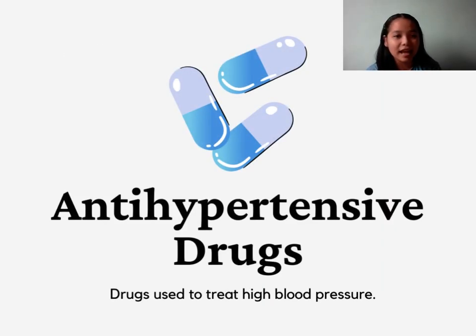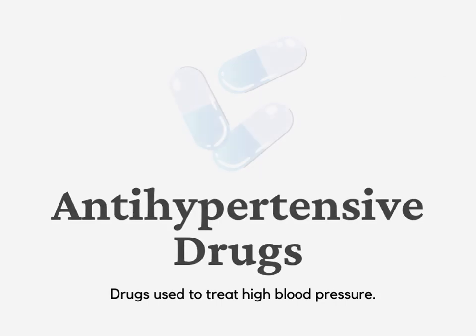Let us now tackle antihypertensive drugs, which are used to treat hypertension or high blood pressure. Blood pressure medication is divided into classes because we are treating the whole cardiovascular system here, and it's not just a single anatomical part involved and at risk.